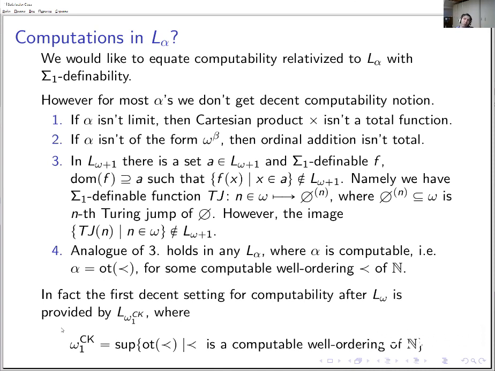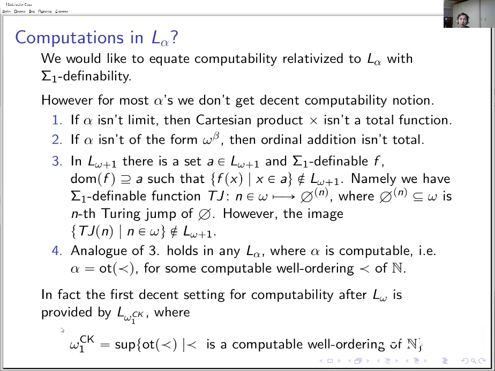We have the structures L alpha, and we could regard them as models in the set theoretic language, with L alpha and the membership predicate. Now the idea would be to equate computability with sigma 1 definability, as we have done before. However, if you consider just some arbitrary alpha, you might not get something particularly nice if you do this.